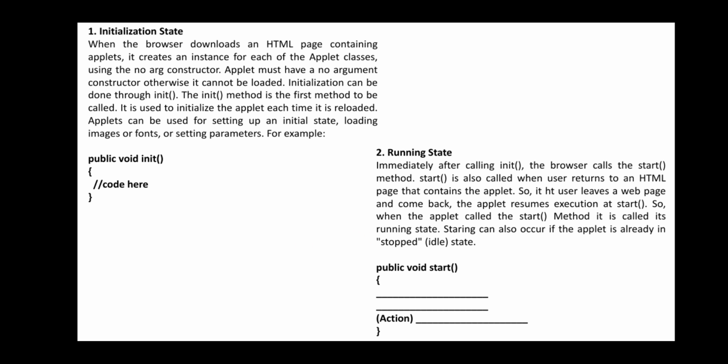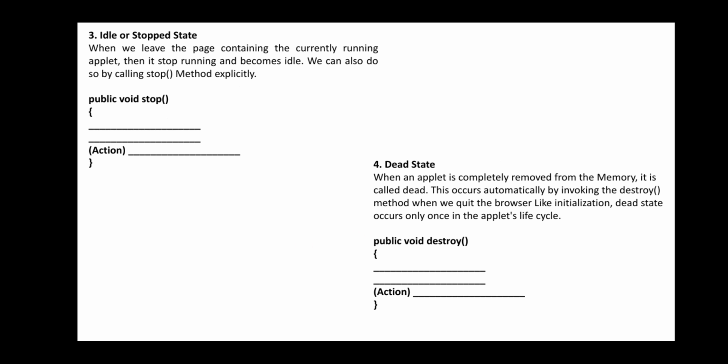What actually the initialization state does: initialization means you are going to make some information be displayed on the applet after the applet window has appeared. That is called initialization. Running means continuously executing and interacting with the user through the graphical user interface of the applet window. Idle means stopping the running, and it becomes idle. We can say blocked state.